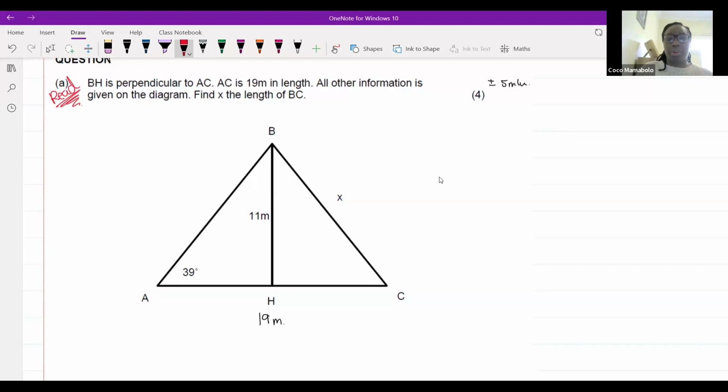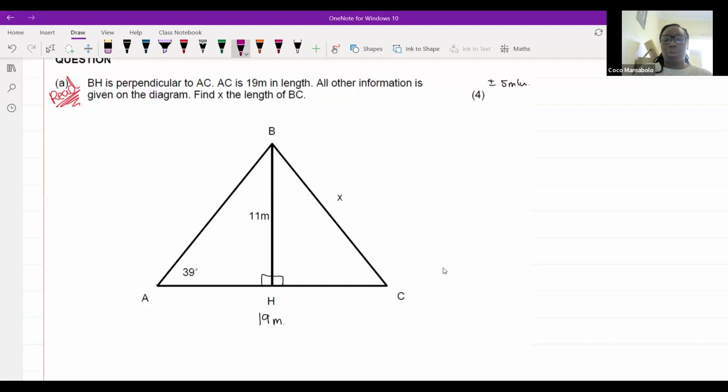Now, if we skip what's been written over here, we're going to miss a couple of things that are quite important. First, that BH is perpendicular to AC, which tells me that this is not only a 90-degree angle triangle, this one is also a 90-degree angle triangle. So both ABH and BHC are 2 right-angled triangles. Then they tell us that the length from A all the way to C is 19 meters in length. All other information is given on the diagram, which is great.